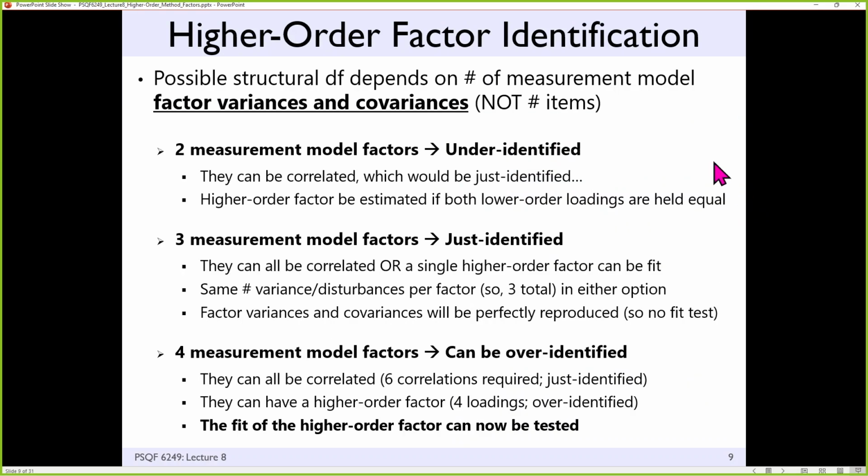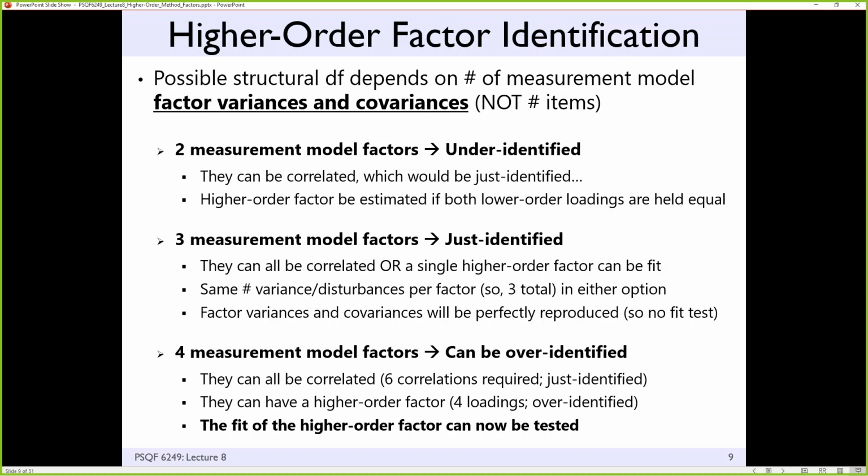So yes, the rules are the same. It just depends on how many factors you have. So if you have 2 lower order factors, you have 1 covariance between them. You can try to put a higher order factor onto that, but the loadings would have to be held equal for it to even work. And in that case, it doesn't often make a lot of sense to do that. Only if the 2 factors were super highly correlated might you consider doing that, because otherwise you're just taking the covariance and putting a circle around it and giving it a name.